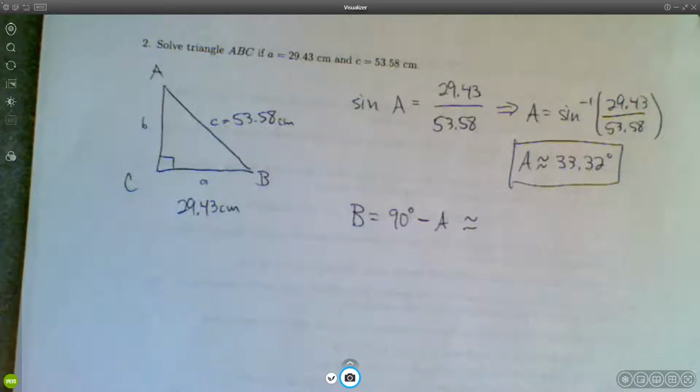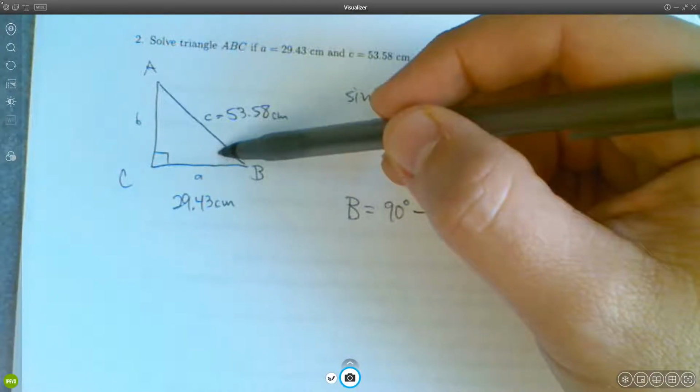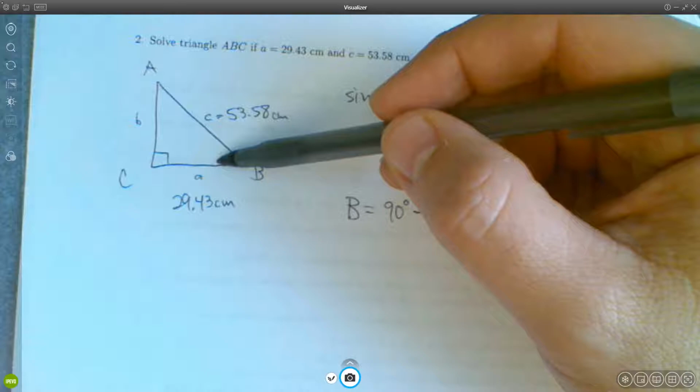And now to get side B, we could use, like I said, Pythagorean Theorem, or we could use some trig now that we know what A and B are. Probably using Pythagorean Theorem is going to be a little bit better because when we got A and B, we did rounding to get those. So if we use those answers in a further calculation, we're going to have some rounding errors. So I'd rather use Pythagorean Theorem.